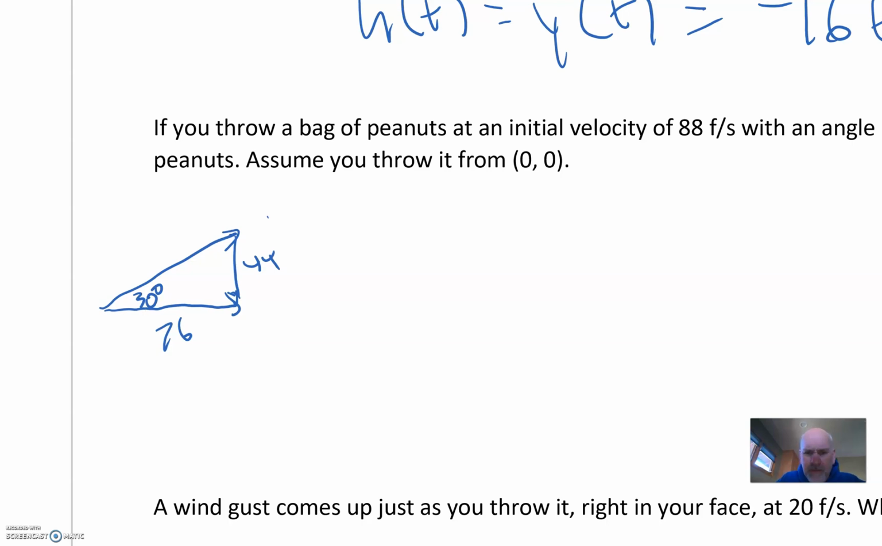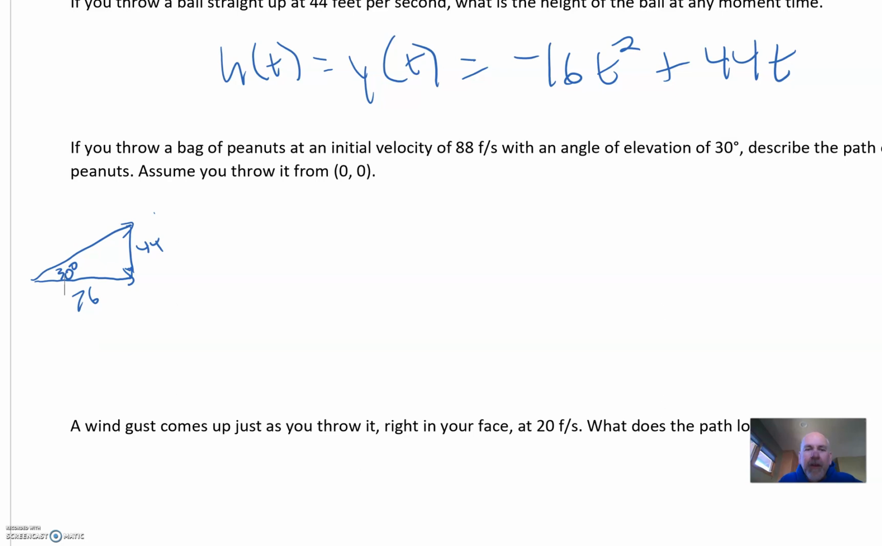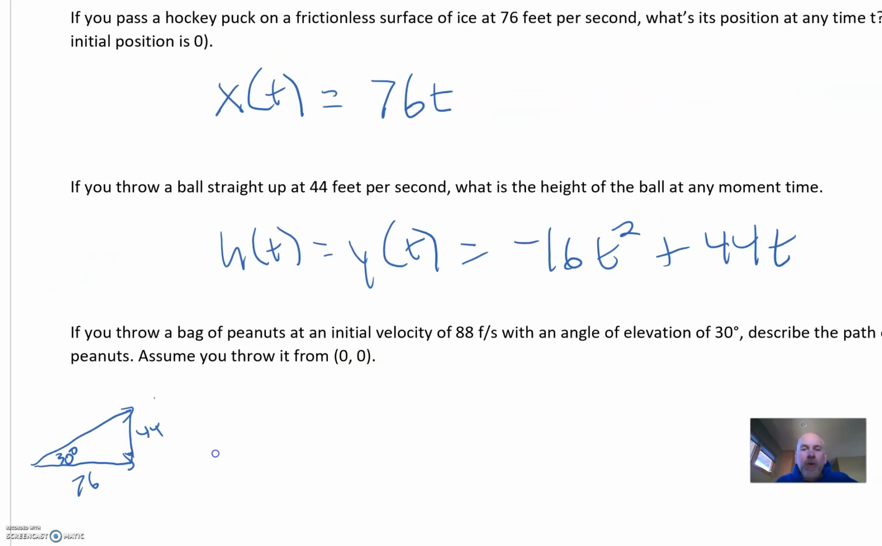So the question is, describe the path of the peanuts. What we could do is use these equations up above. This is going to tell you what the x position is. This is going to tell you what the y position is. So we could plug 1 in for t and see what's happening after 1 second. And then we could plug 2 in for t and find out what it was at that moment.